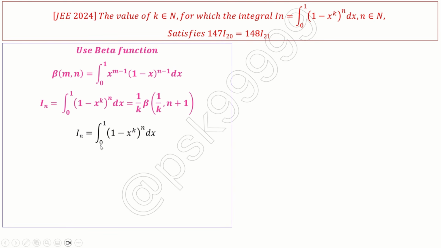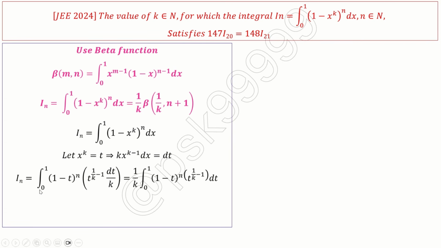Let's do it here. I of n is nothing but integration from 0 to 1 of (1 minus x to the power of k) whole to the power of n dx. Now I'll apply substitution, not product rule. I'll take x to the power of k as t, which means k times x to the power of k minus 1 dx is dt. So my integration becomes integration from 0 to 1 of (1 minus t) whole to the power of n, and dx is nothing but dt by k into x to the power of k minus 1. And x to the power of k minus 1, I can write it as t to the power of 1 by k minus 1.